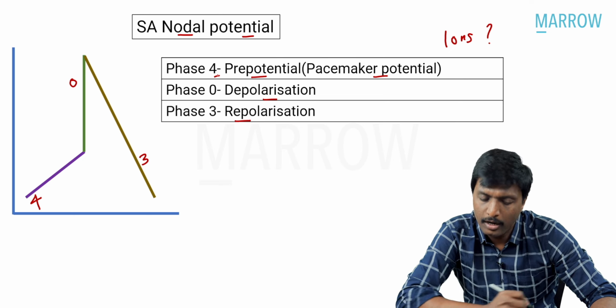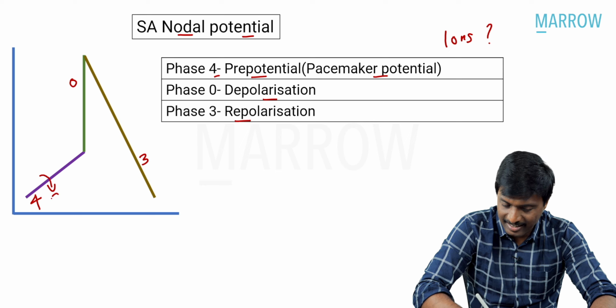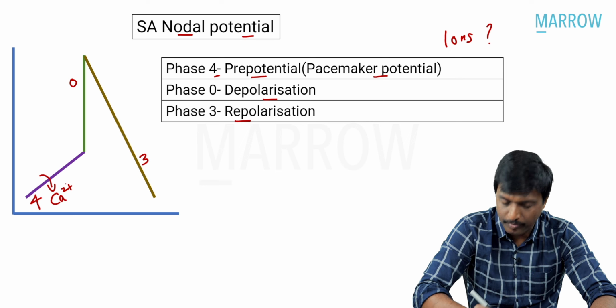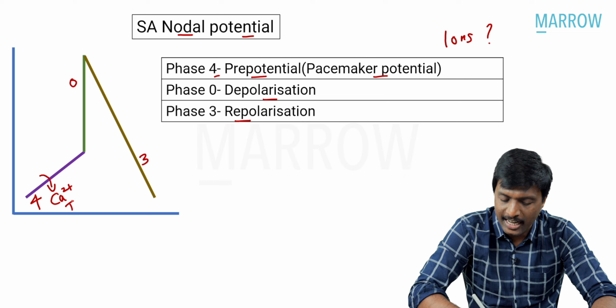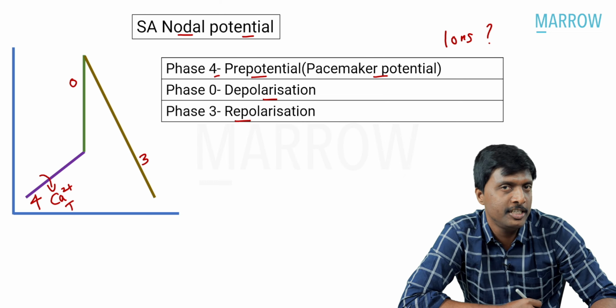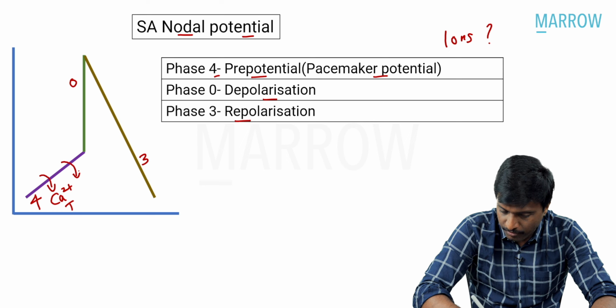In phase 4, the prepotential, first and foremost, one important ion comes here, that is calcium. It is a transient phenomenon. It is carried through a T-type calcium current. This is the first cause for phase 4. The second important cause for phase 4.